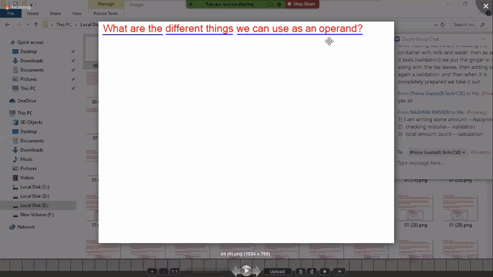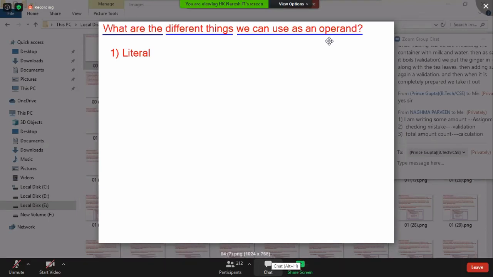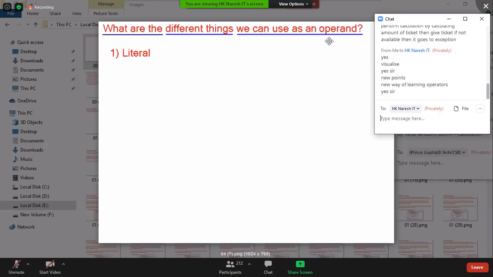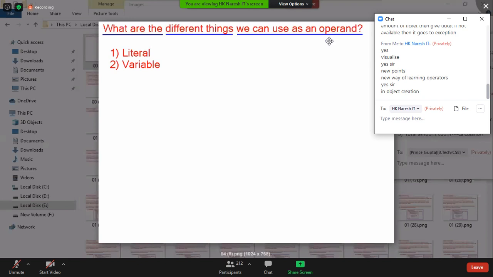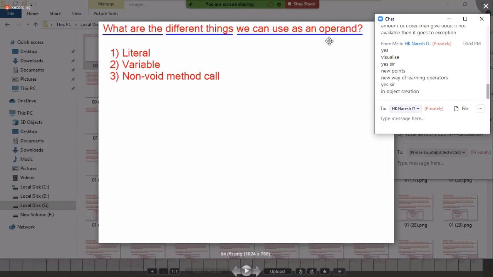So what are the different places we can have a value? A literal is a value, 10 is a value, 20 is a value. We can have a value directly as a literal or inside a variable. What else? You remember we can return a value from a method. I can call a method to get a value. The method which is returning the value is called a non-void method. You can also use a non-void method call as an operand.